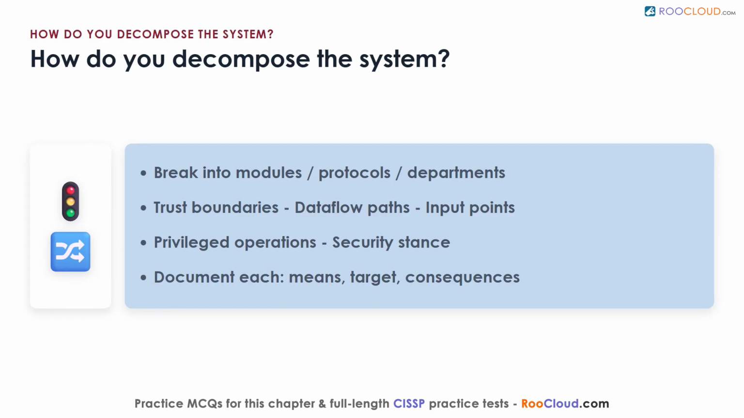As you decompose, you pin down 5 key things: trust boundaries, where the level of trust changes; data flow paths, how data travels; input points, where external data arrives; privileged operations, actions needing elevated rights; and the stated security stance, your assumptions and policy. The better you understand the pieces, the easier the threats are to spot, and each one should be documented by its means, target, and consequences. Think of taking apart an engine to see exactly where it could fail.